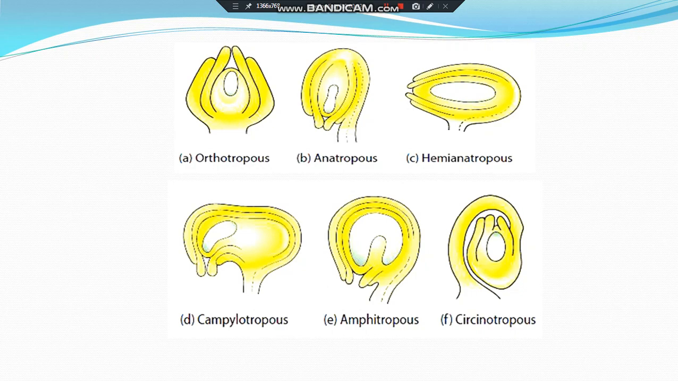Ovule completely inverted. Micropyle and funicle come to lie very close to each other. Example: dicot and monocot. Third type of ovule is known as Hemianatropous ovule. Body of the ovule placed transversely, at right angle to the funicle. Example: Primulaceae. Fourth one, Campylotropous.